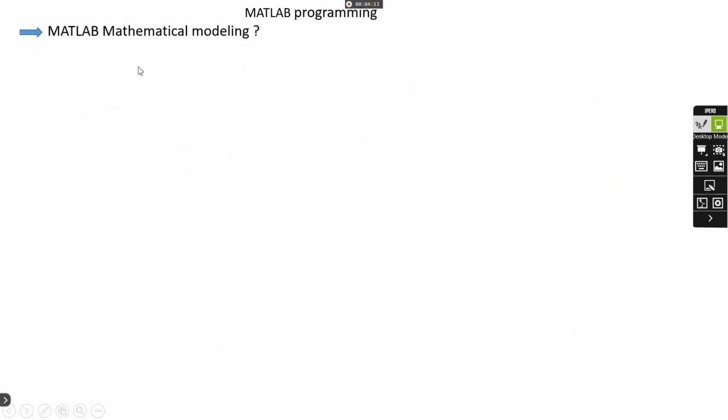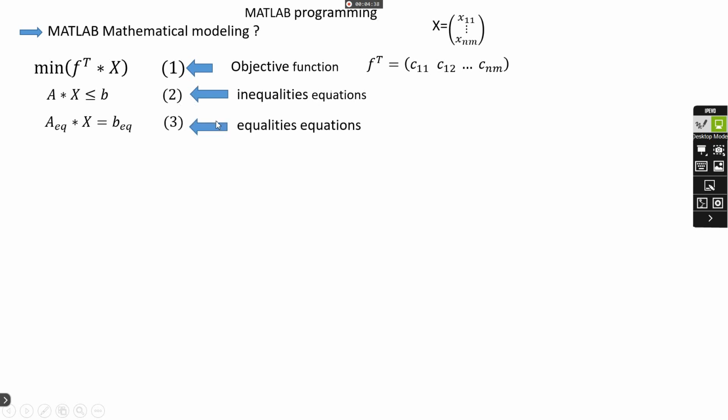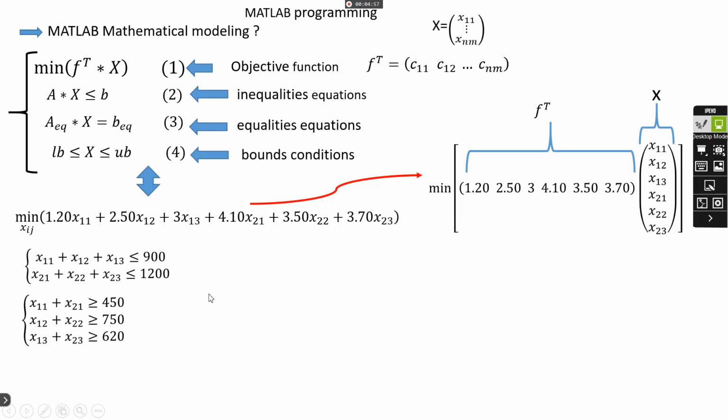Now for MATLAB programming, before that we need the MATLAB mathematical form, as for the objective function defined by expression 1, where f is the cost vector and capital X is the decision variables, and the inequality equations defined by expression 2, and we need the equality equations defined by expression 3, and we have bound conditions with lower bounds and with upper bounds. We can apply this form in our example.